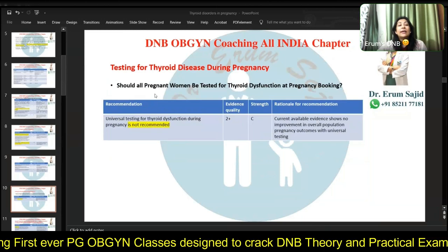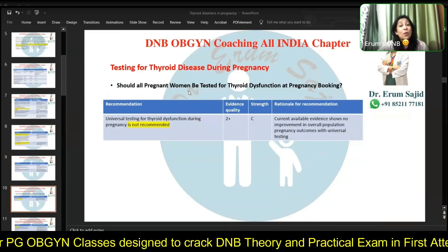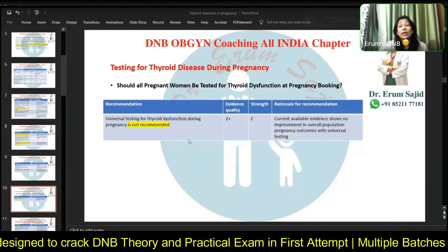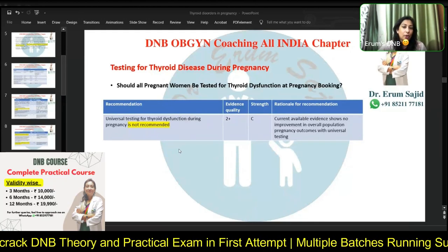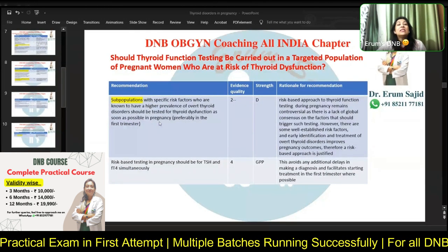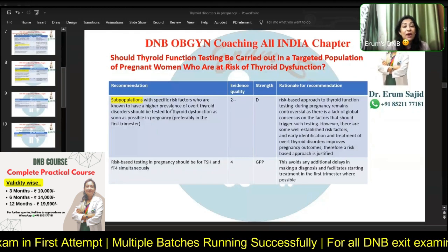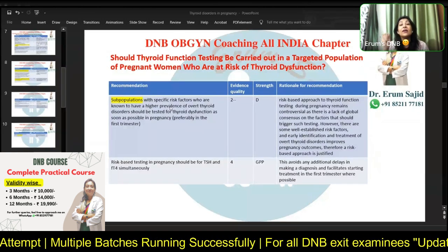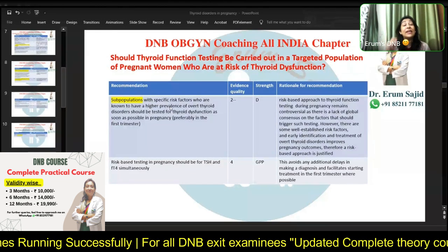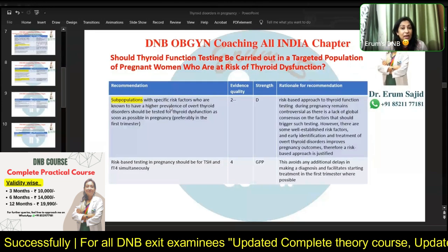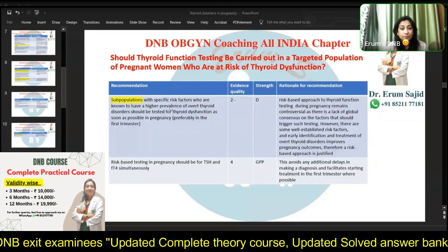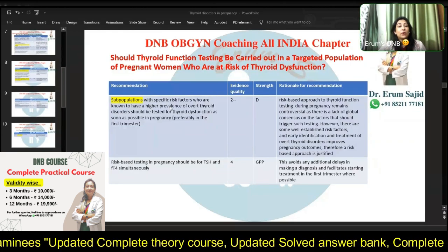Now, is universal testing required? International guidelines, GTG, says it's not recommended because they are talking about the world or at least the European nations. We in India, we belong to this category: subpopulations with specific risk factors who are known to have higher prevalence of overt thyroid disorders should be tested for thyroid dysfunction. That means in India, if Indian society or Indian gynecologists make a guideline that yes, universal screening is a must, it will not be wrong. Okay. That's what I wanted to say.